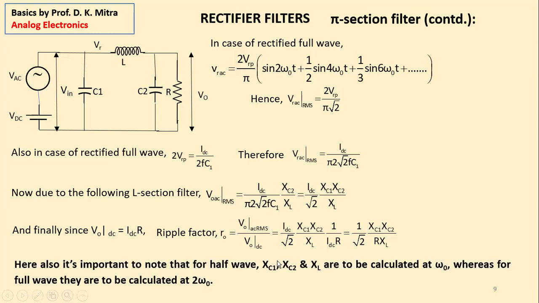Here, a final word of caution. When you actually design it, maybe in your laboratory or somebody asks you to design this filter, this X, that is the impedance of the capacitor and impedance of the inductor that you are calculating, mind it. What is the impedance of an inductor? It is omega L or 2 pi f L, right? And for a capacitor, it is 1 by 2 pi f C. Now, for half-wave, the frequency is F. For full-wave, the frequency is 2F. That you have to always remember when you really calculate them.